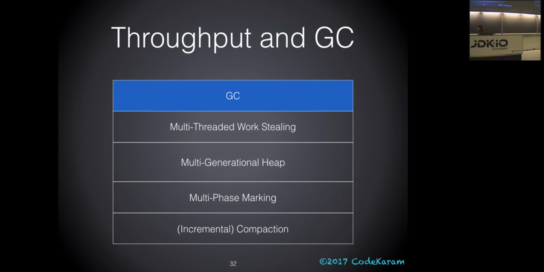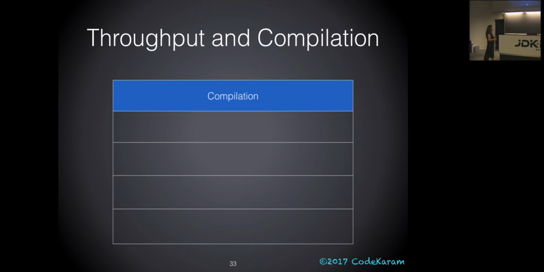And then you have compaction. Don't do a monolithic compaction. What if you did incremental compaction, which is what garbage first garbage collection does? It does incremental compaction, so that helps throughput as well.